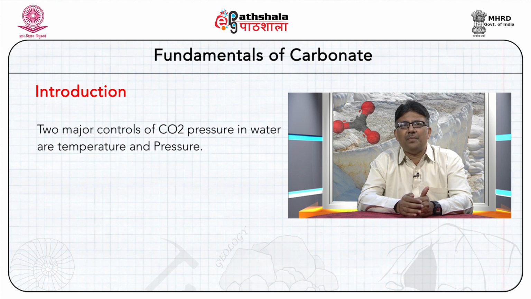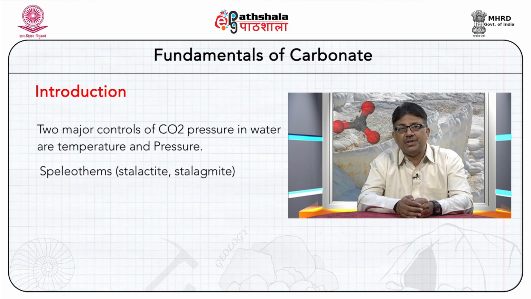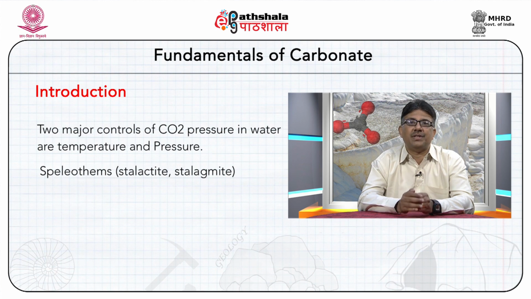One spectacular example of control of pressure can be seen in springs, where rapid degassing from emerging water with drop in pressure and temperature promotes precipitation of varied carbonate minerals. In case of caves, such rapid precipitation of carbonates on cave roof or floor gives rise to the development of what we call speleothems, that is stalactite, stalagmite, etc. Besides, shallow marine phototrophic or photosynthetic organisms, that is cyanobacteria, green algae, etc., also can induce carbonate precipitation by removing carbon dioxide from water column through the process we call photosynthesis.